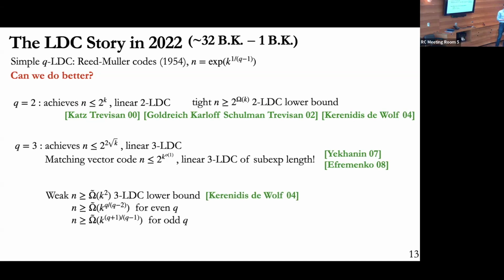And more generally for other q, we get something that's k to the q over q minus 2 for even q. And for odd q, we do the sensible thing and we give up because odd q is hard, as I mentioned last week many times. We just pretend that if q is odd, q plus 1 is even, and I apply the even query lower bound. And that's it.